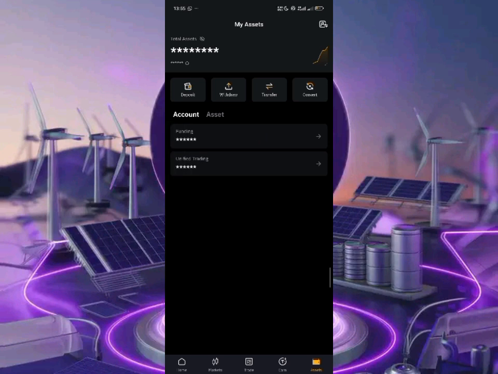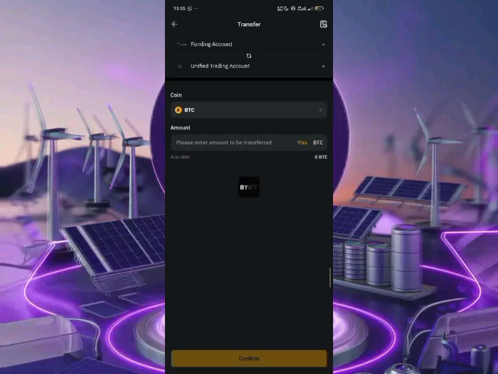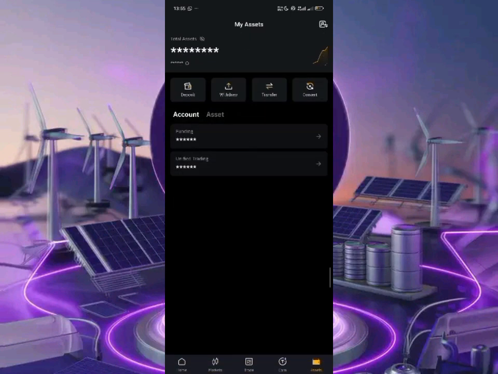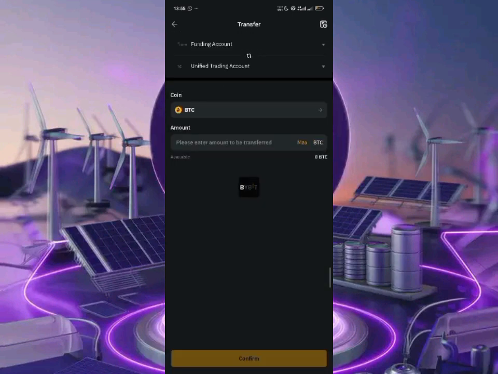Or if you have more than that, then you go to transfer, because we are going to be using the assets with a unified trading account. So you have to transfer from a funding account to a unified trading account for you to be able to trade with it. So you go to transfer. Now the assets will change to USDT since you have USDT. Then you max the $5.